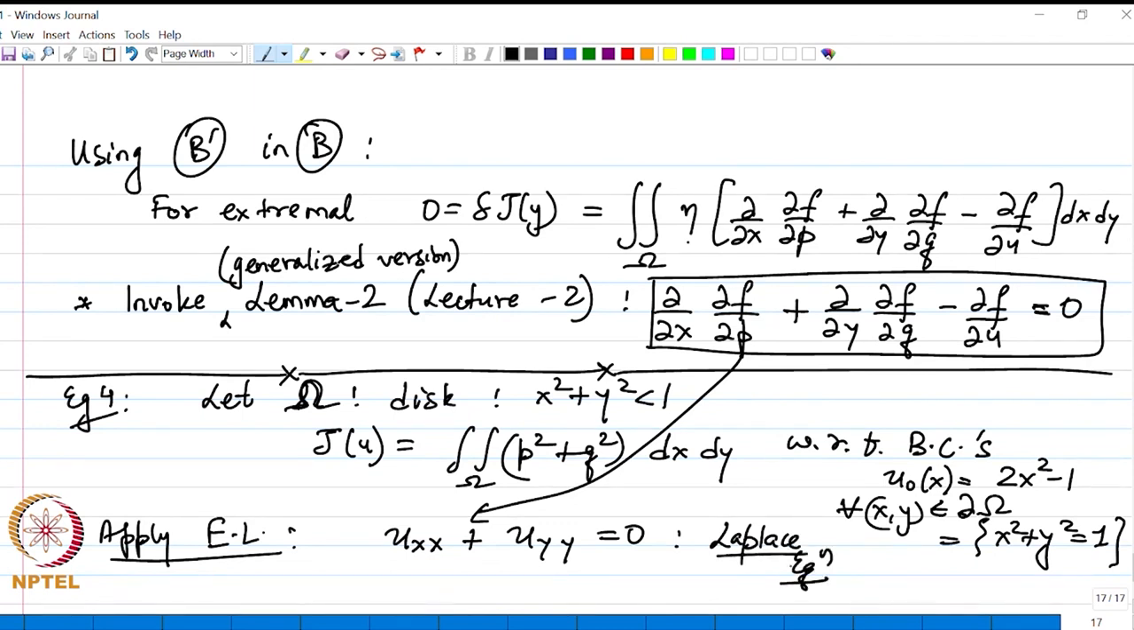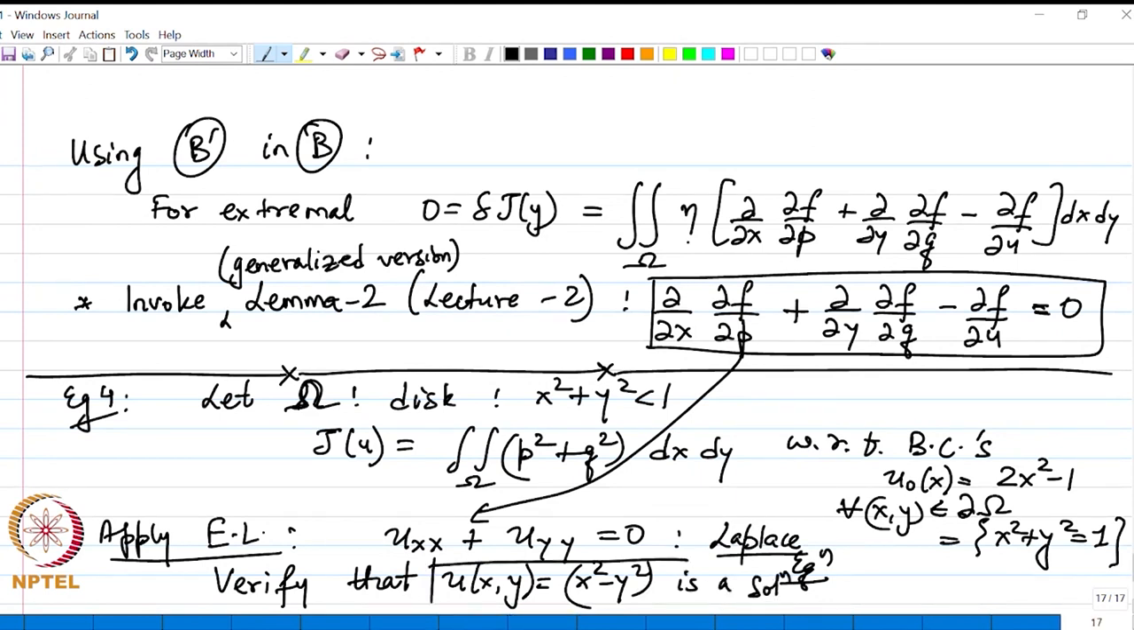The solution is not very short. It's a very lengthy exercise to solve this Laplace equation with the given boundary condition. But students are asked to verify that the following function satisfies the Laplace equation with the boundary condition. Verify that u of x, y, which is x squared minus y squared, is a solution to this problem, right? I am just writing the solution to this equation, and the students are asked to verify that this indeed is the solution which satisfies the boundary condition. So, check that.